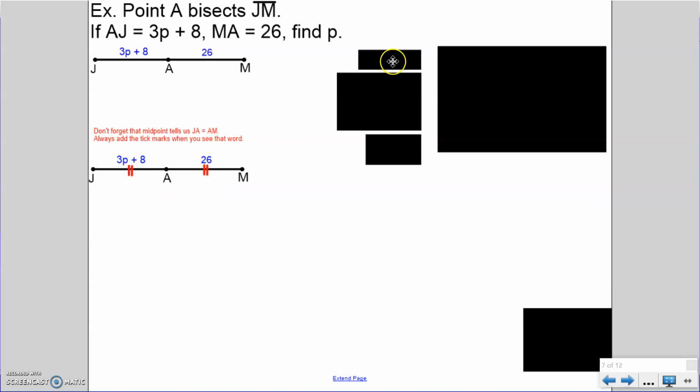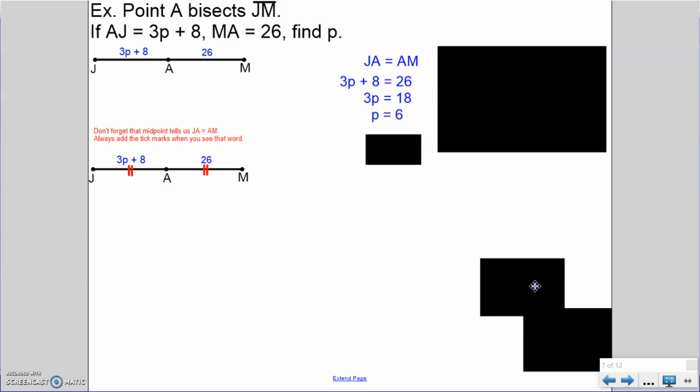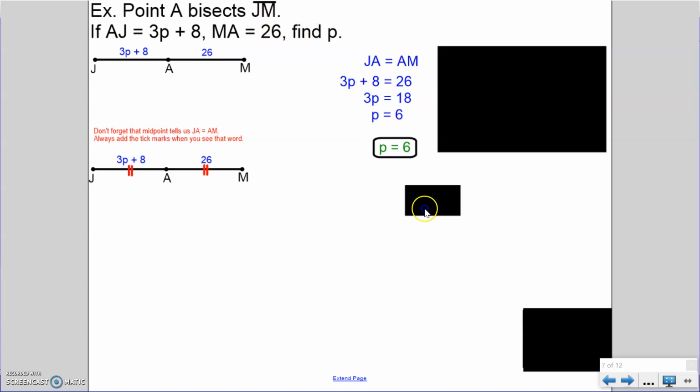Now I have a formula. I'm not going to use this plus this equals the whole thing. I'm going to use the first piece equals the second piece. So JA equals AM. I fill it in. 3P plus 8 equals 26. Get P by itself by subtracting 8. Divide by 3. P equals 6. This is find P. That is the answer.